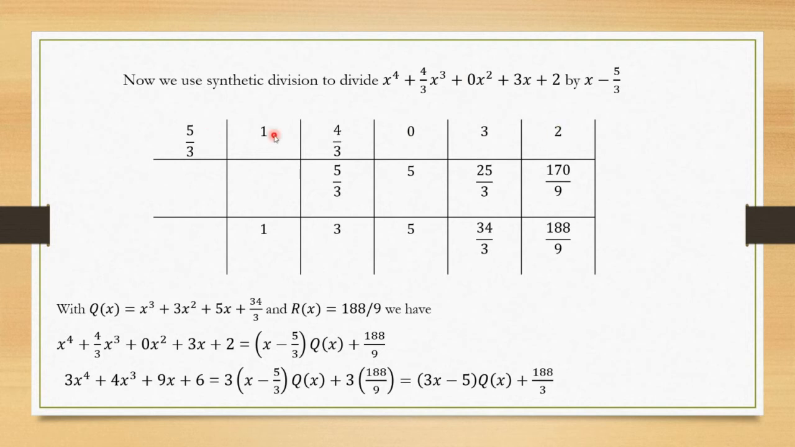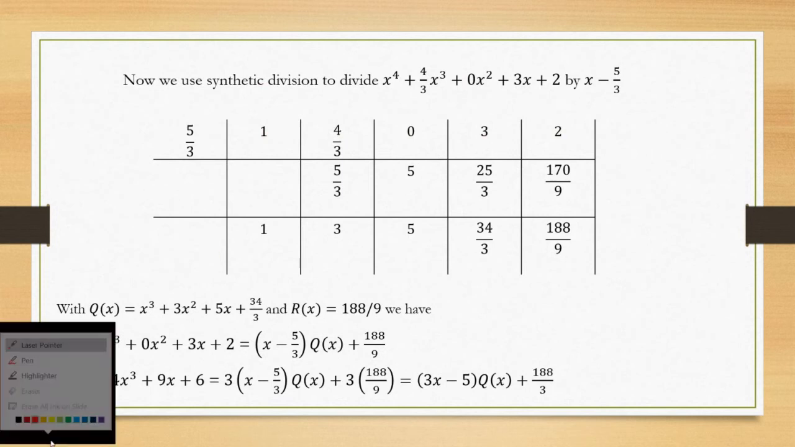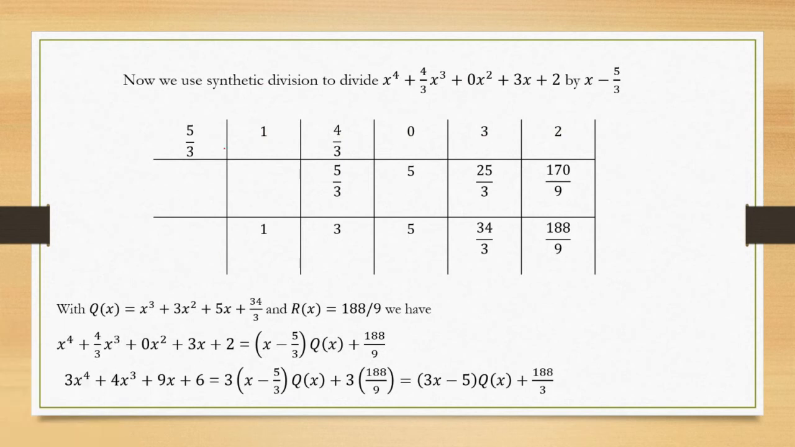Now, the 1 comes down. What do we do? We multiply. 5/3 times 1 is 5/3. That goes up here. Then we add. 4/3 and 5/3, that's 9/3. 9/3 is 3, so we get this.